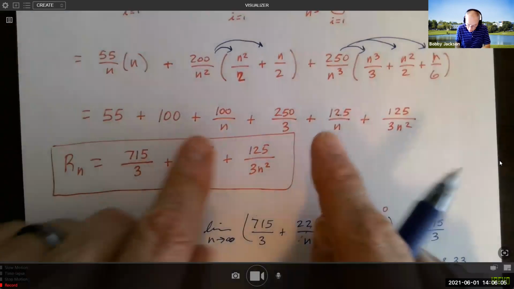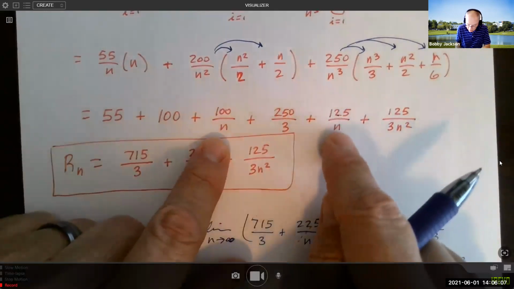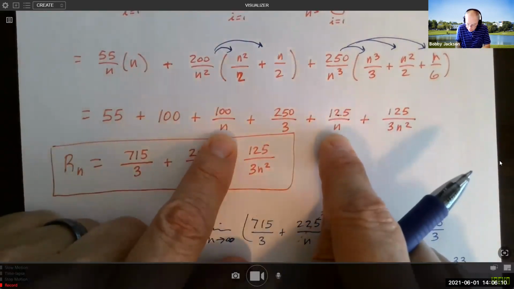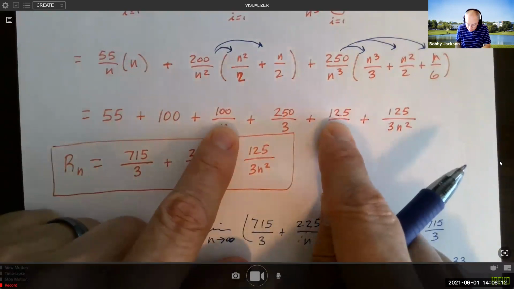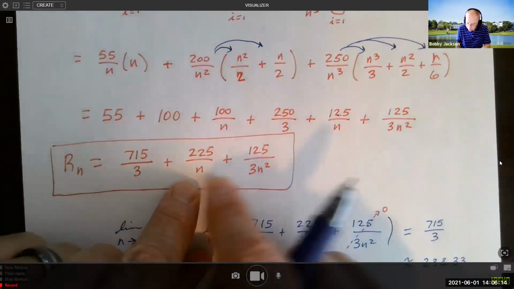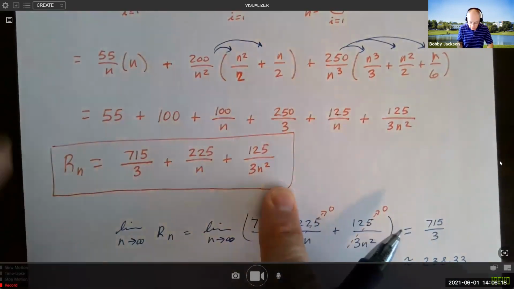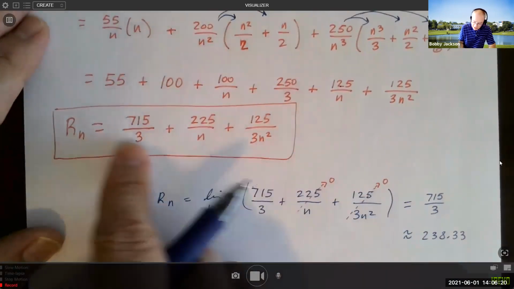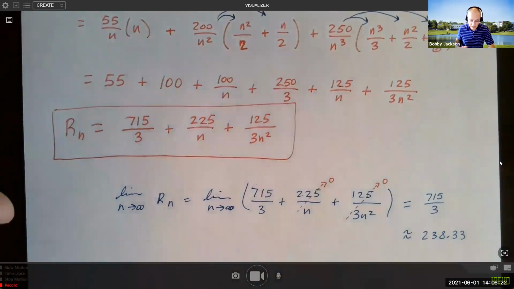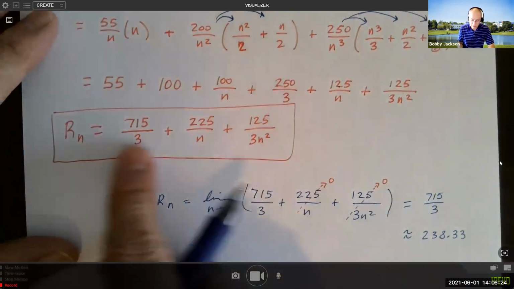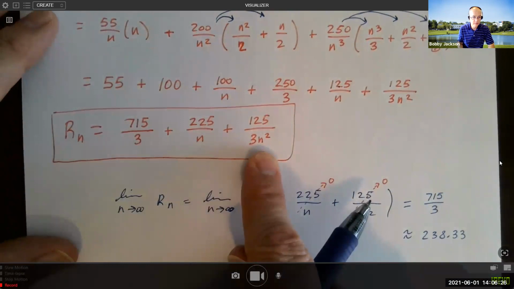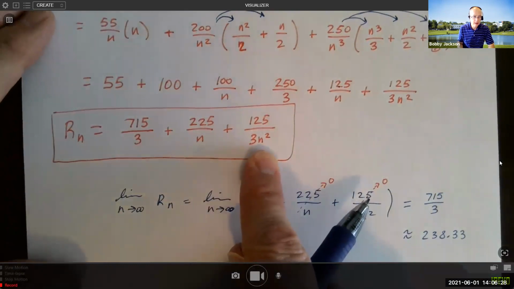Now I'm going to go ahead and add the 100 over n and the 125 over n because they have a common denominator of n. So 100 plus 125 is 225 over n, and then plus this 125 over 3n squared. So that's more compact. There's the r sub n. And you'll probably see that if you're looking at the answers for my problems, you'll see the more simplified result like this. Okay. There it is.